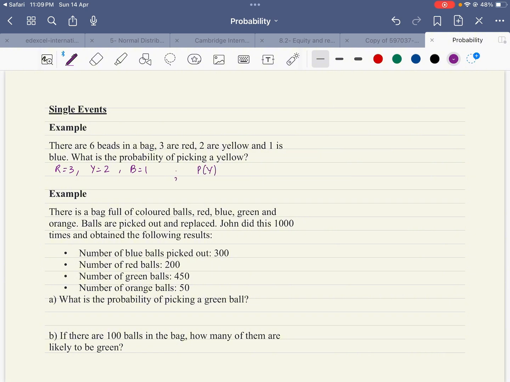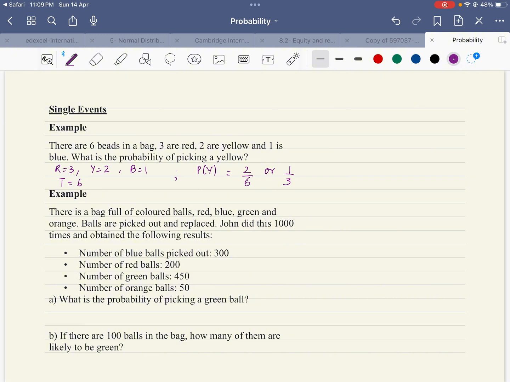Probability of picking a yellow bead. How many total beads are there? 6. And how many yellow beads do we have? 2. So the probability is 2 upon 6 or 1 upon 3. You always simplify the probabilities. Let's have a look at the other question.